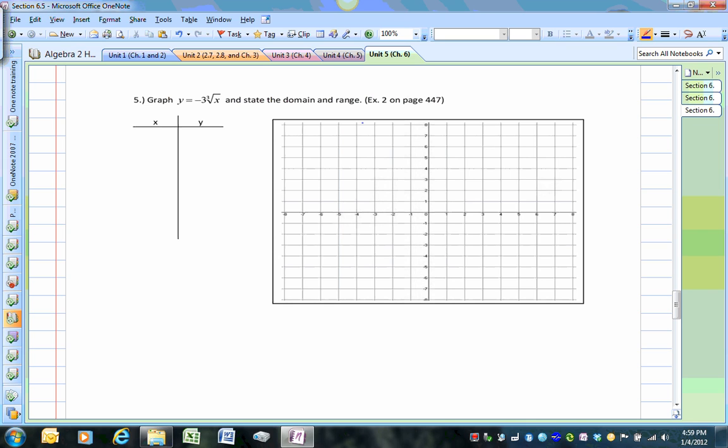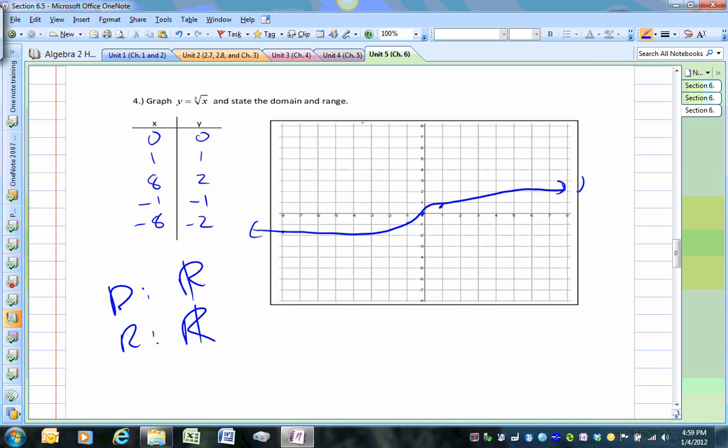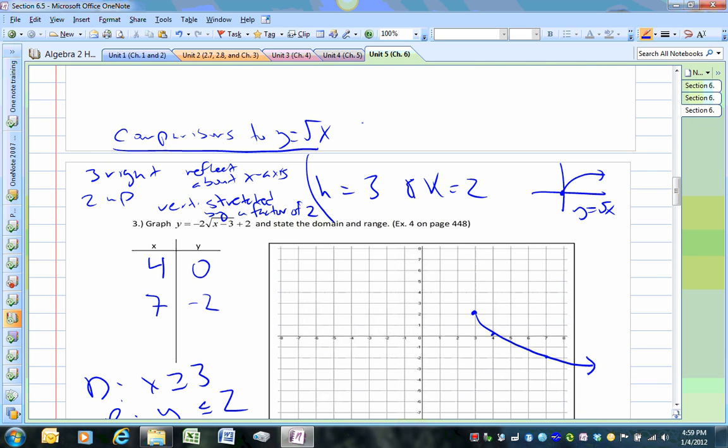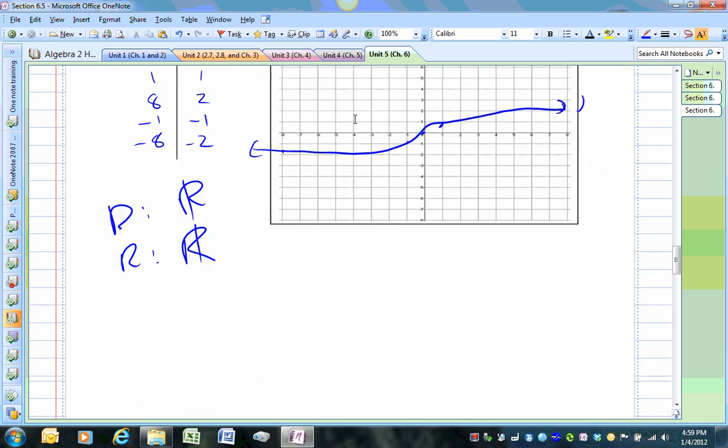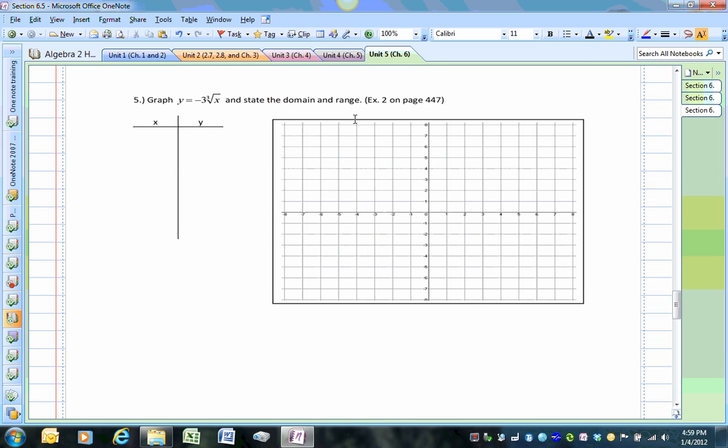This is from example 2 on page 447. Oh, and by the way, I forgot to mention number 3 is also from the book, example 4 from page 448, if you wanted to look at that example again. So I put 0 here, I get 0. Put in 1, I get negative 3. Put in 8, I get negative 6. So right now the graph will look something kind of like this. And if I plug in negative 1 and negative 8, I should get positive 3 and positive 6.